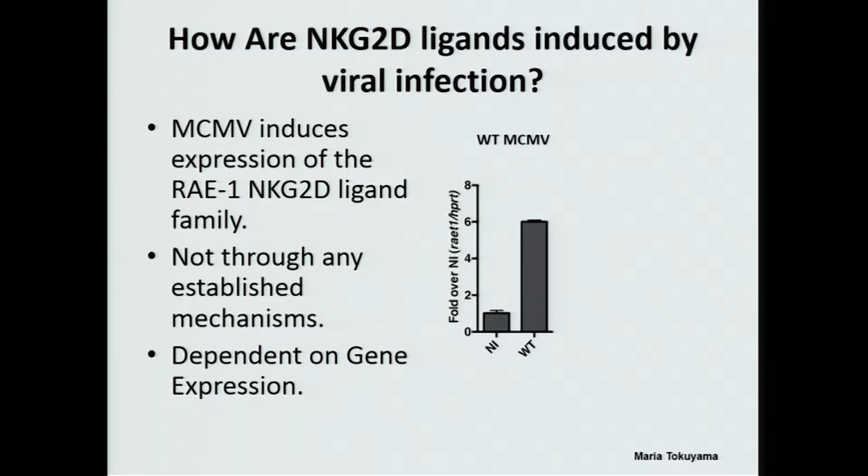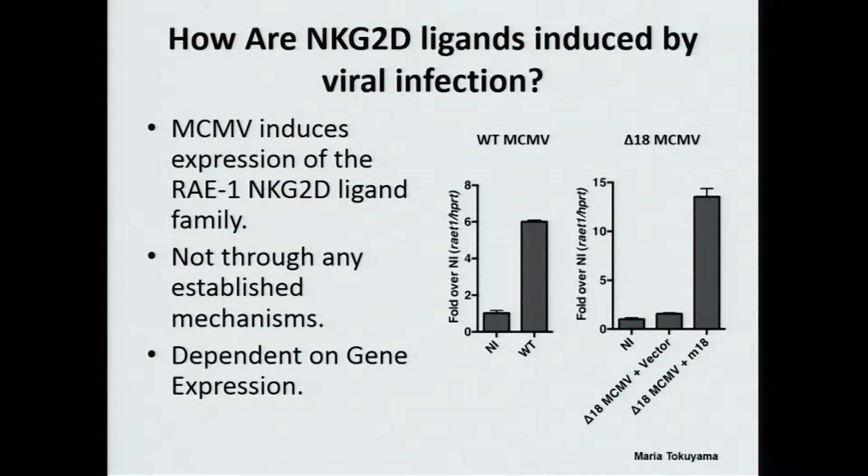really well. We very quickly, looking at this system, established that this wasn't happening through any of the known mechanisms of RAE regulation, and not through any of the known innate sensing pathways that we had, such as TLR signaling. And really, the most telling data we had at this point in the project was that this induction required MCMV gene expression. And so Maria Tokuyama, a previous graduate student in the lab, performed a forward genetic screen looking for genes that might mediate this effect.